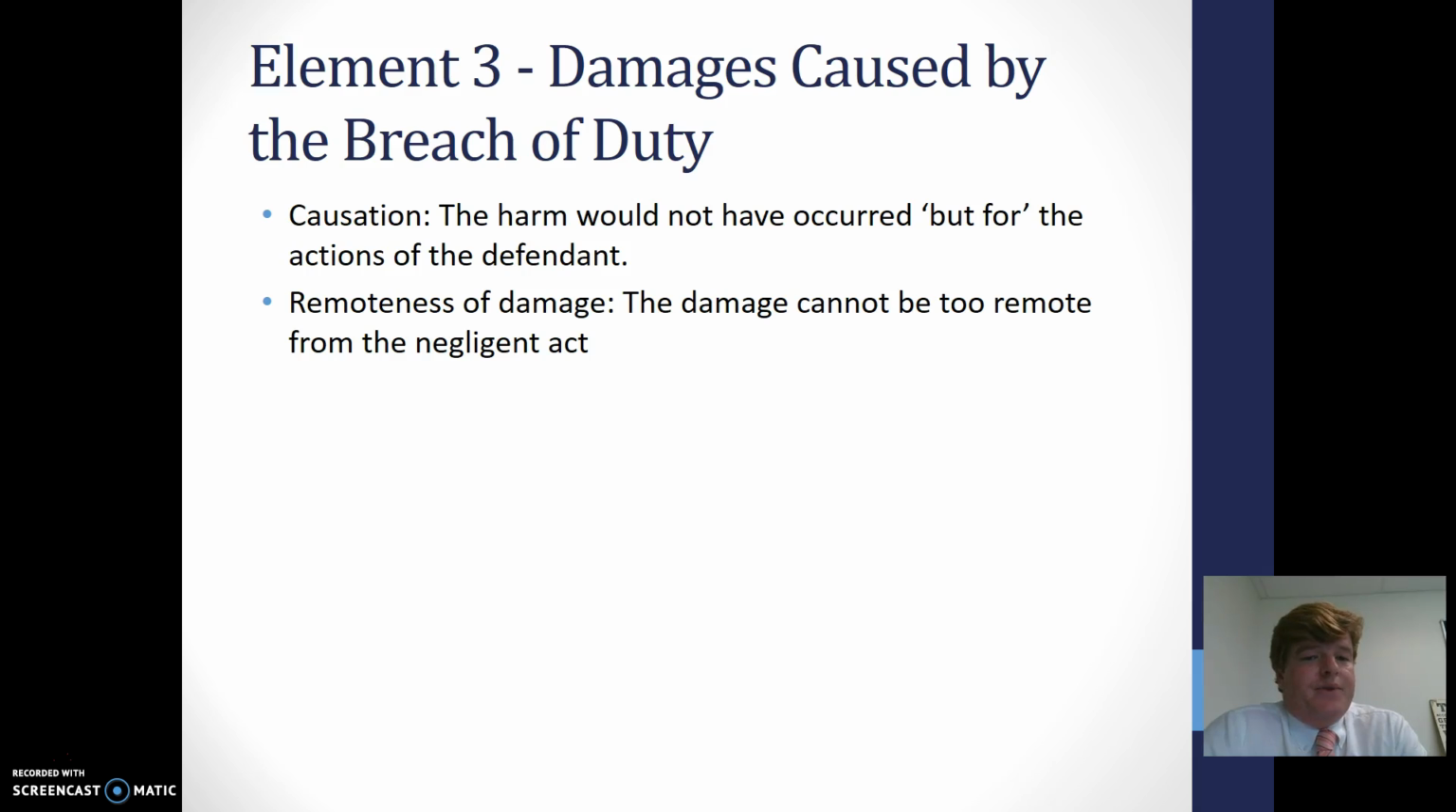Key things here. The harm would not have occurred but for the action of the defendant. So if you go back to the example of me mowing the yard and the rock goes up into the neighbour's new Jeep, would that harm have occurred but for the action of the defendant? If I wasn't mowing, would that harm have occurred? No, it wouldn't. The only reason they got stone chips down the side of the car was because I was mowing. And the remoteness of the damage. The damage cannot be too remote from the negligent act.